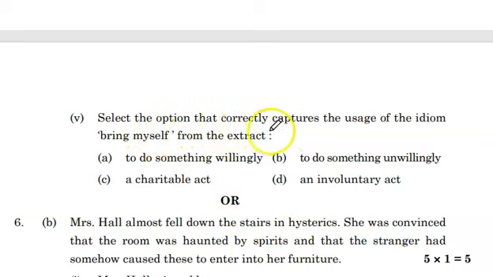Select the option that correctly captures the use of the idiom "bring myself". In simple words, this question is asking you to give the meaning of this idiom. What do you mean by the idiom "bring myself"? Here 4 options are given, out of which you have to choose one. Does it mean to do something willingly, to do something unwillingly, to do a charitable act, or an involuntary act? Let me explain the meaning of the word involuntary. Involuntary means unwilling act.